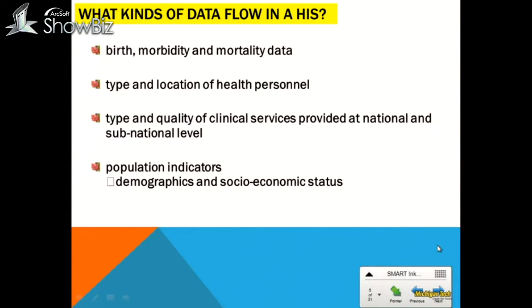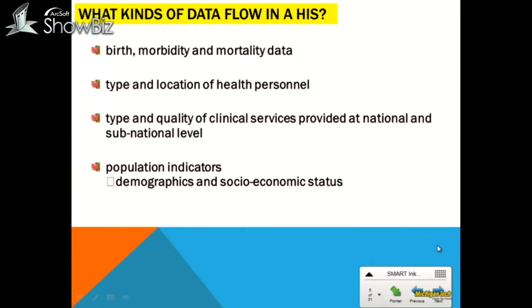So let's talk about information system. Definitely, there is data in the health information system. What kind of data flow in the health information system? What kind of data will we deal with in the health information system? In fact, let's talk about the data.